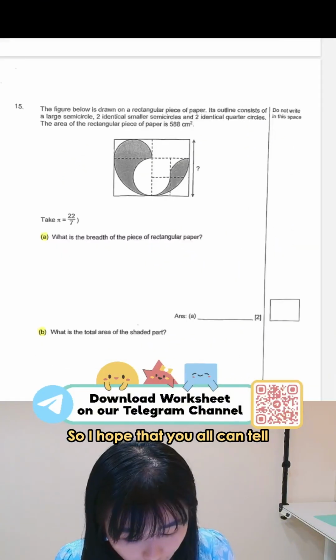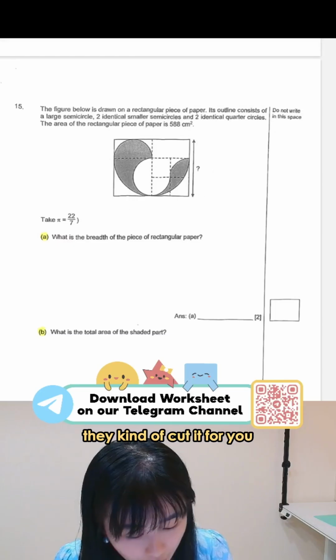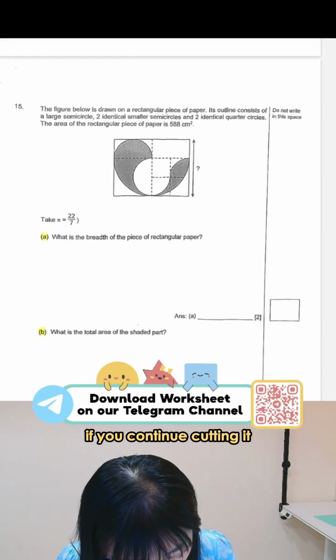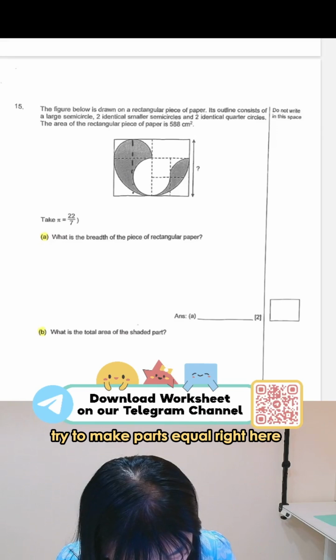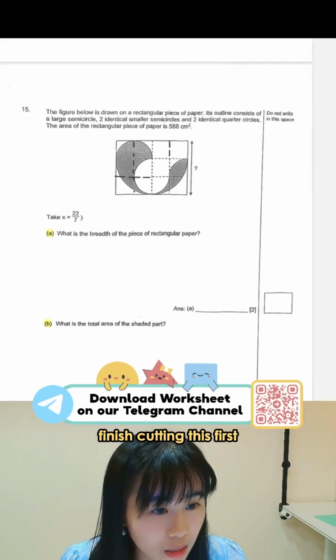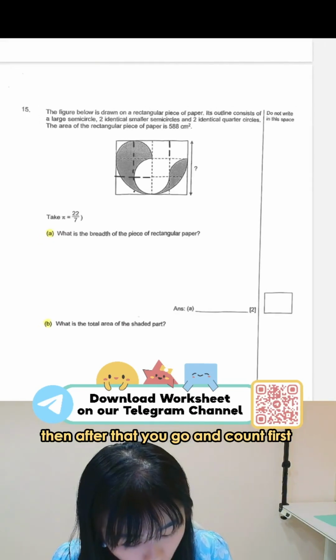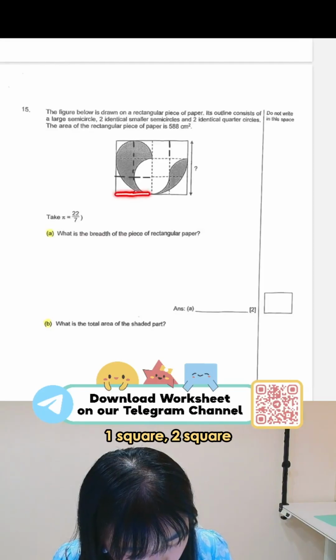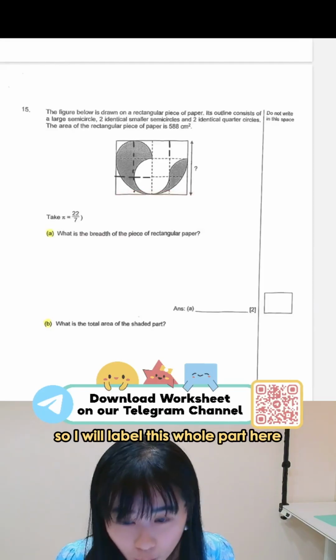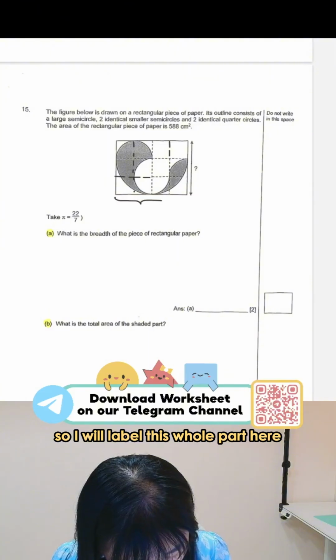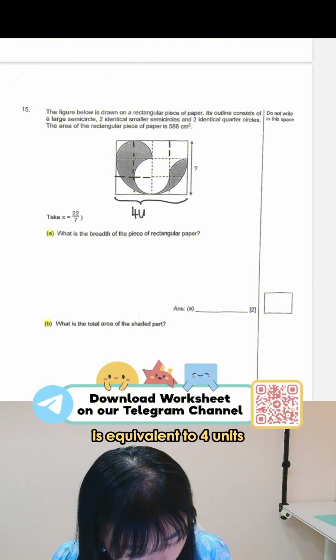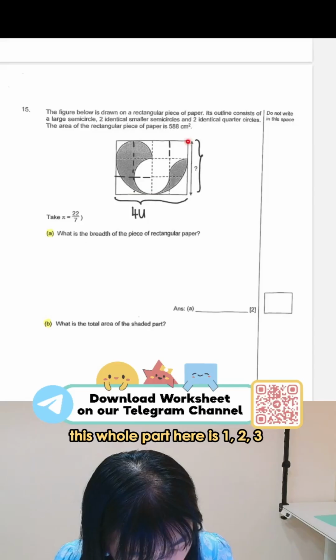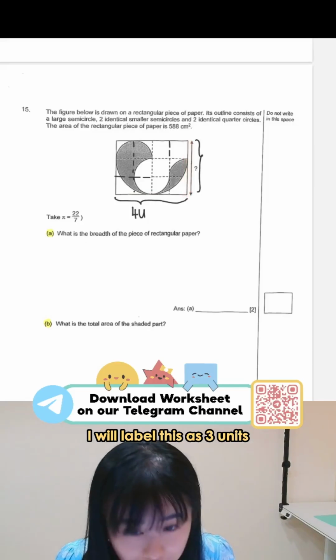I hope that y'all can tell, based on the dotted line, they kind of cut it for you, right? If you continue cutting it, try to make the parts equal right here. Finish cutting this first, then after that you go and count first. 1 square, 2 square, 3 square, 4 square. So I will label this whole part here as equivalent to 4 units. This whole part here is 1, 2, 3. I will label this as 3 units.